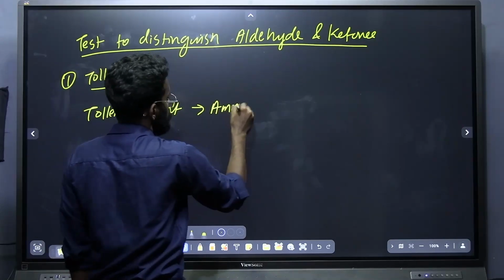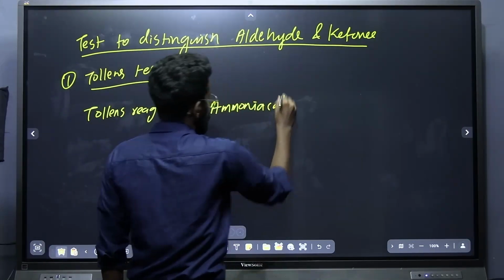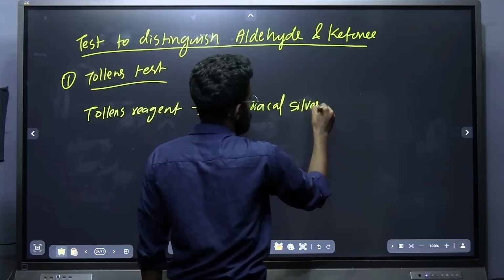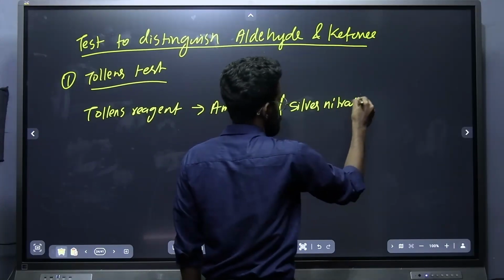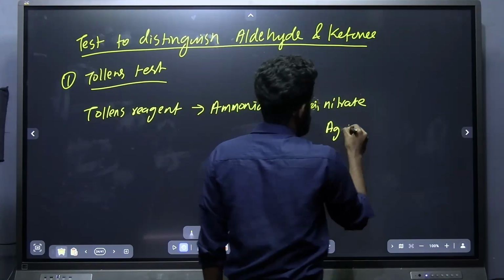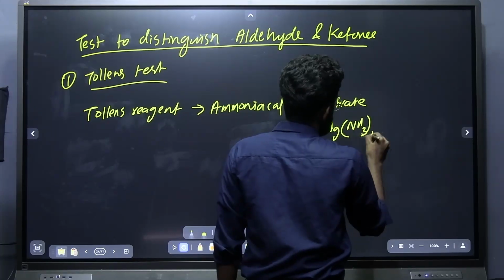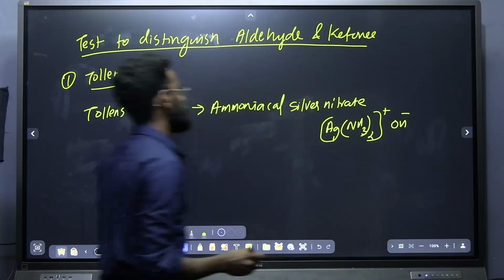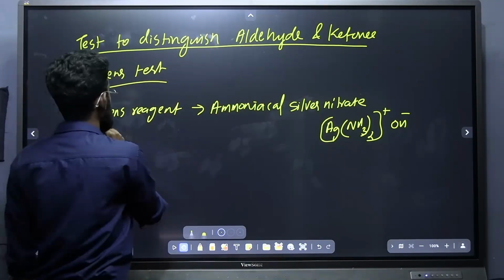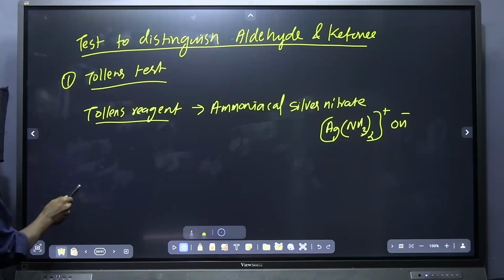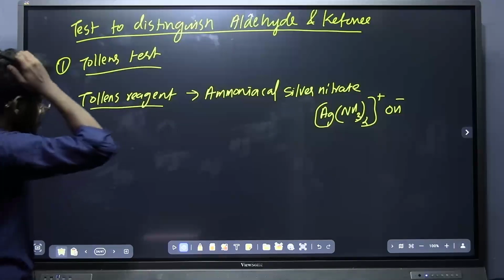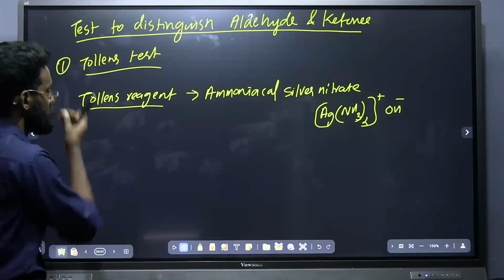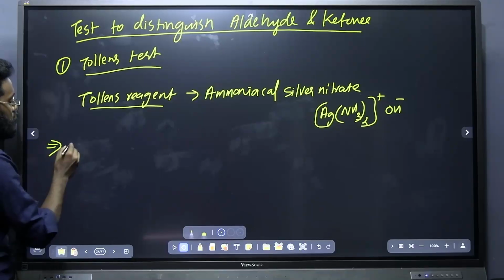Ammoniacal silver nitrate, that is [Ag(NH3)2]+ OH−. Ammoniacal silver nitrate is the Tollens reagent. Okay. And what the Tollens test is, which all compounds will be giving the Tollens test? That is the main point.